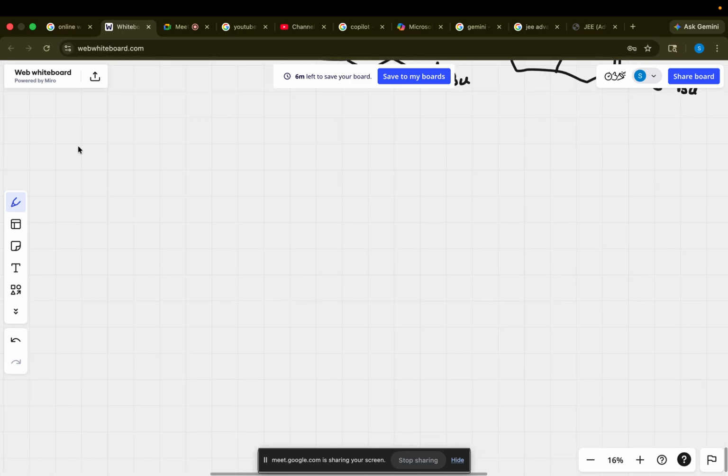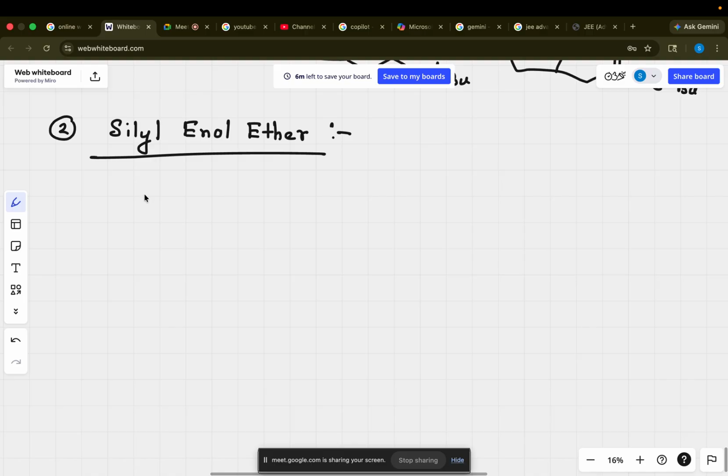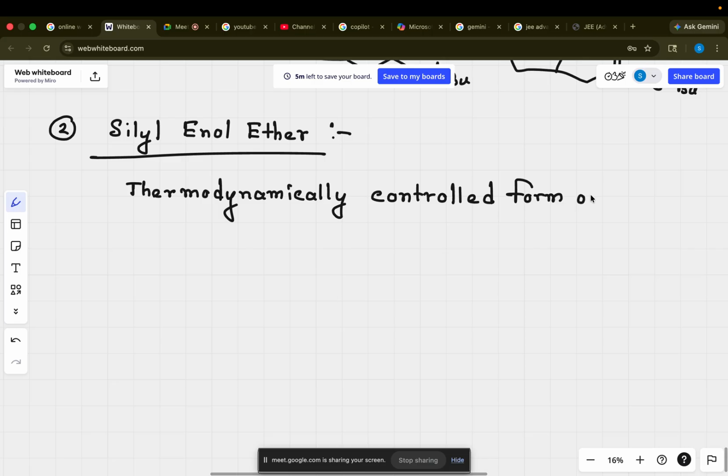So second we have silyl enol ether. If you have silyl enol ether, first of all write down that silyl enol ether is basically the thermodynamically controlled form of enolate. Okay, thermodynamically controlled form of enolate.